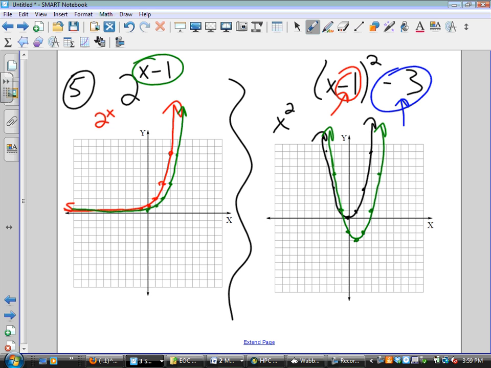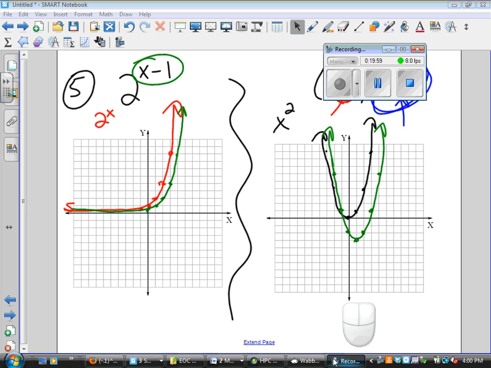So a typical EOC question, what kind of transformation is going on here? We have a horizontal shift to the right 1 unit, and we have a vertical shift down 3 units. If you can recognize those transformations, you will be just fine. The remaining problems to come after this video.